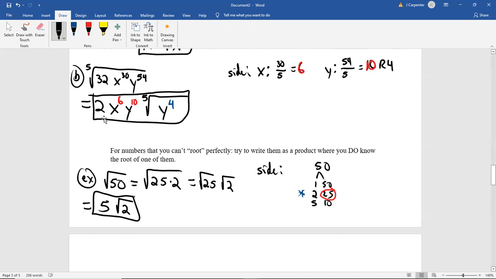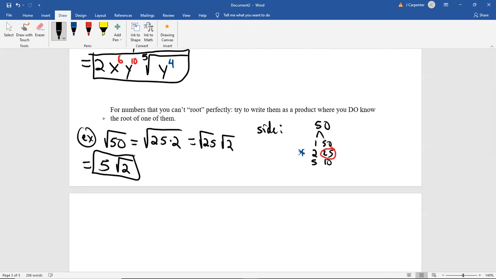Let's do one last one. We'll call that example 6A, B. And let's just do another square root to keep things simple. 63. All right, so I don't know the square root of 63. I know the square root of 64, but not 63. So to the side, we write 63.